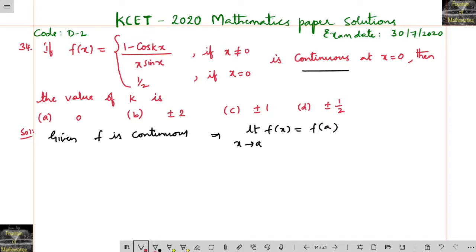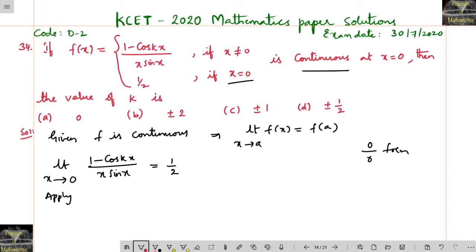We can use it. So here limit x tends to 0 of f of x, 1 minus cos kx upon x sin x, is equal to f of 0, that is 1 by 2, given. And now it's very clear that it is in the form 0 by 0, 1 minus 1 divided by 0, that is 0 by 0 form. So we can apply L'Hospital's rule.